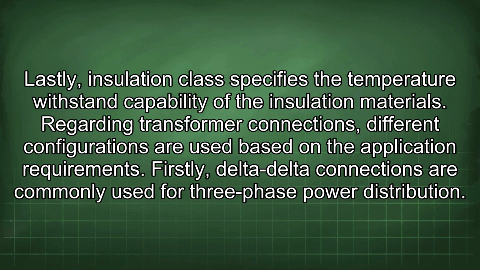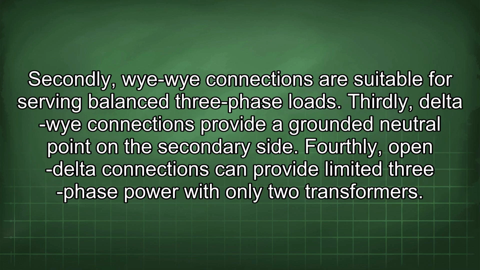Regarding transformer connections, different configurations are used based on the application requirements. Firstly, delta-delta connections are commonly used for three-phase power distribution. Secondly, Y-Y connections are suitable for serving balanced three-phase loads. Thirdly, delta-Y connections provide a grounded neutral point on the secondary side. Fourthly, open delta connections can provide limited three-phase power with only 2 transformers.